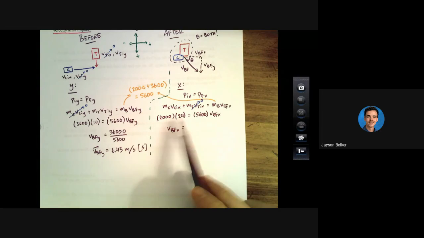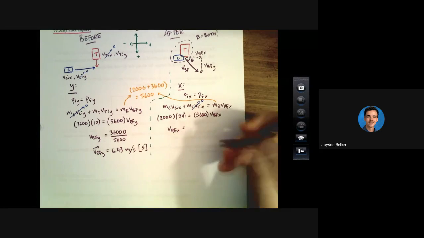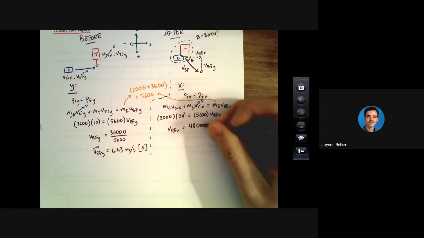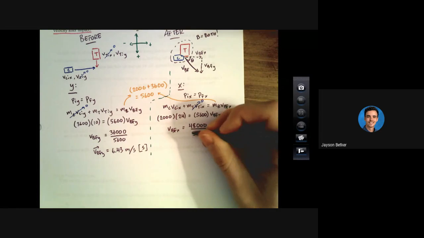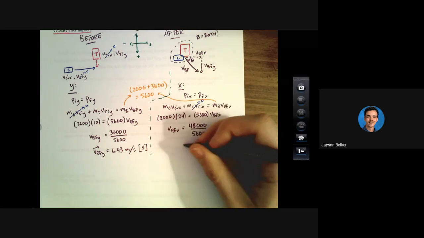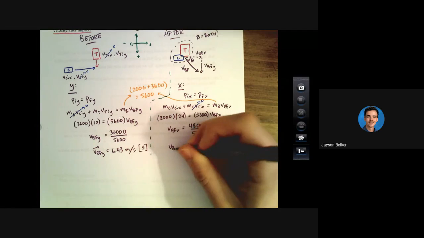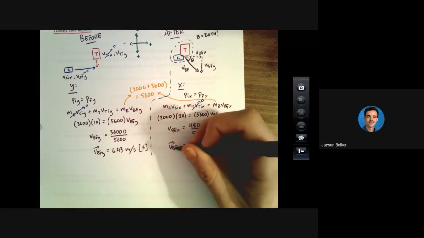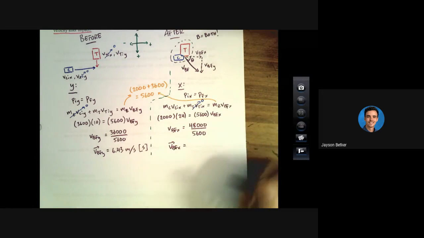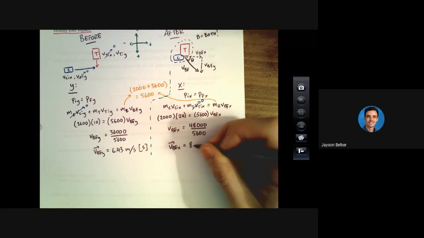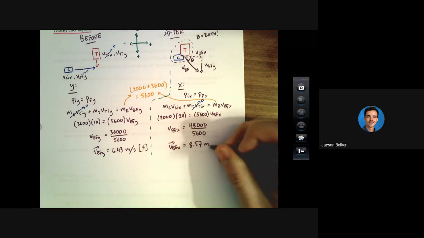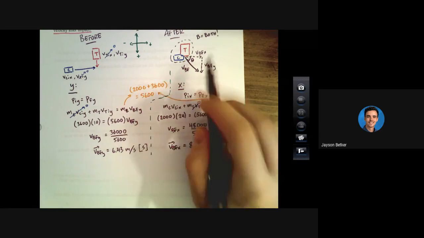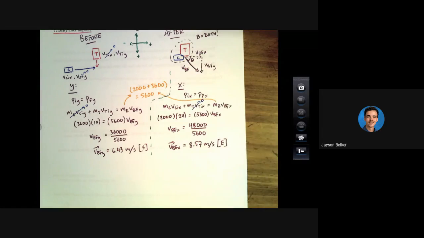If I multiply 2,000 by 24, I get 48,000. So 48,000 divided by 5,600 should give me VBFX. I'll do the vector because I'm going to give a direction here. And you'll get 8.57 meters per second east. Again, knowing it's east just because of how I set it up.